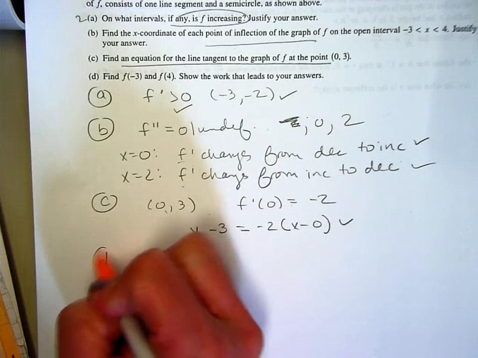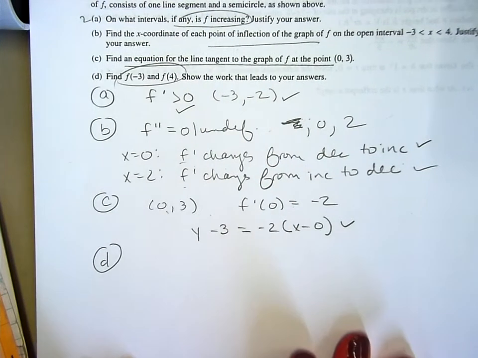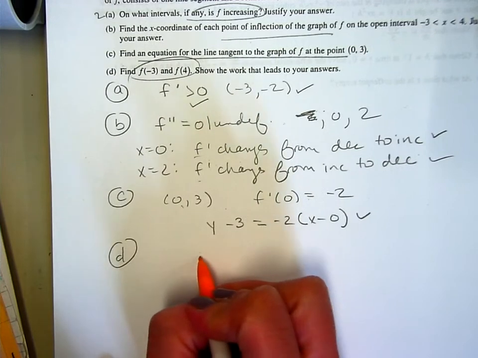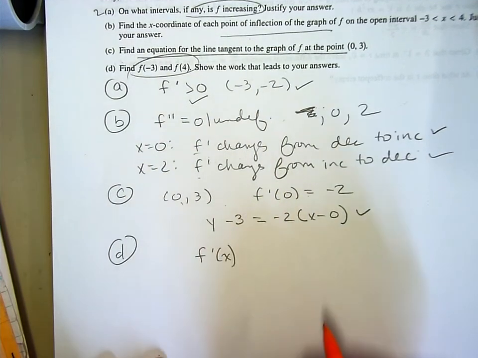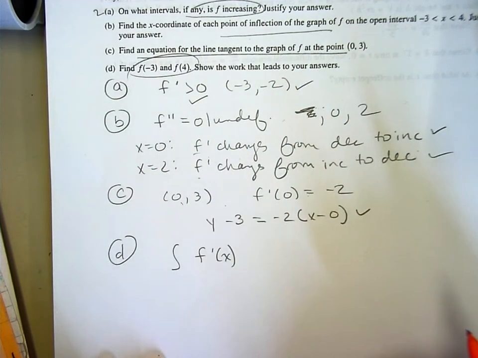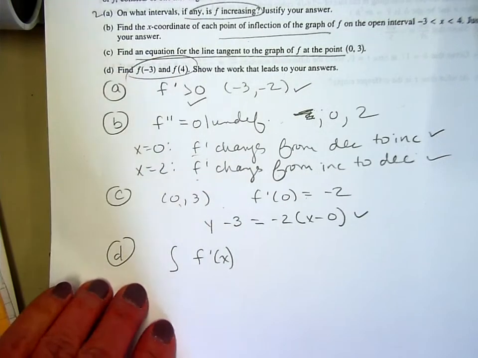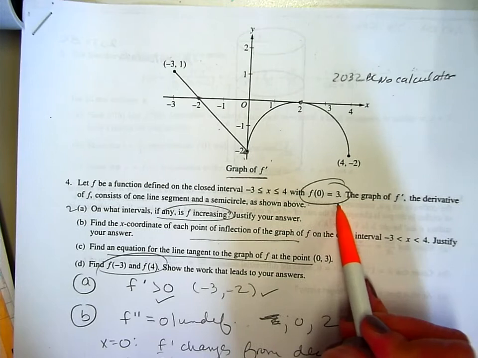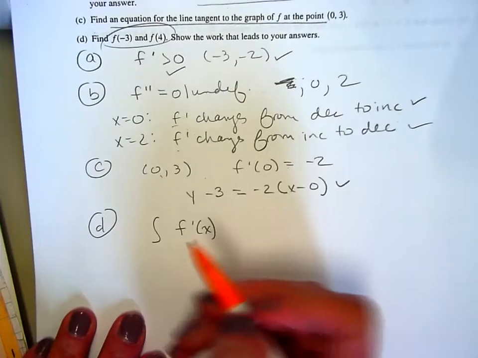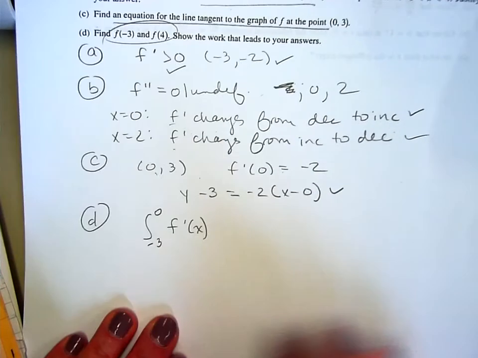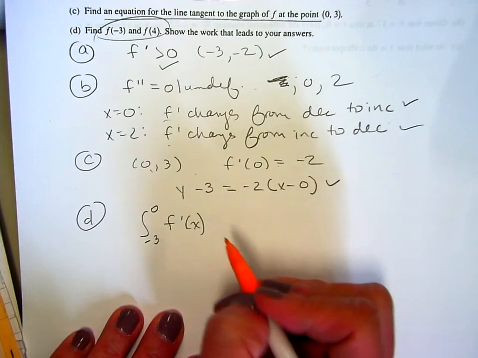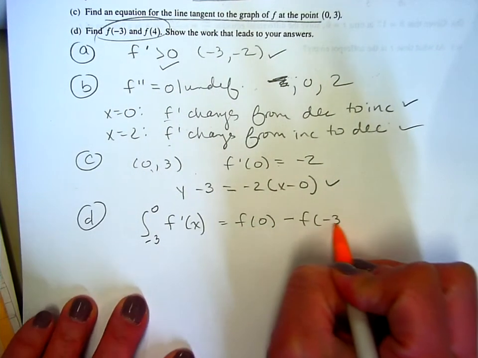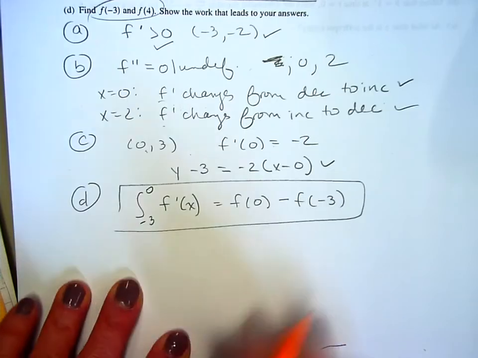Part D, find f of -3 and f of 4. In order to find f of -3, you should be thinking, I need to integrate f prime, and I will use -3 as one of my bounds. The only other point that you have information about is the point (0, 3), so I'm going to use 0 as the other bound. So I know if I integrate f prime from -3 to 0, this is f of 0, the upper bound, minus f of -3, the lower bound. This is an important piece of the setup.